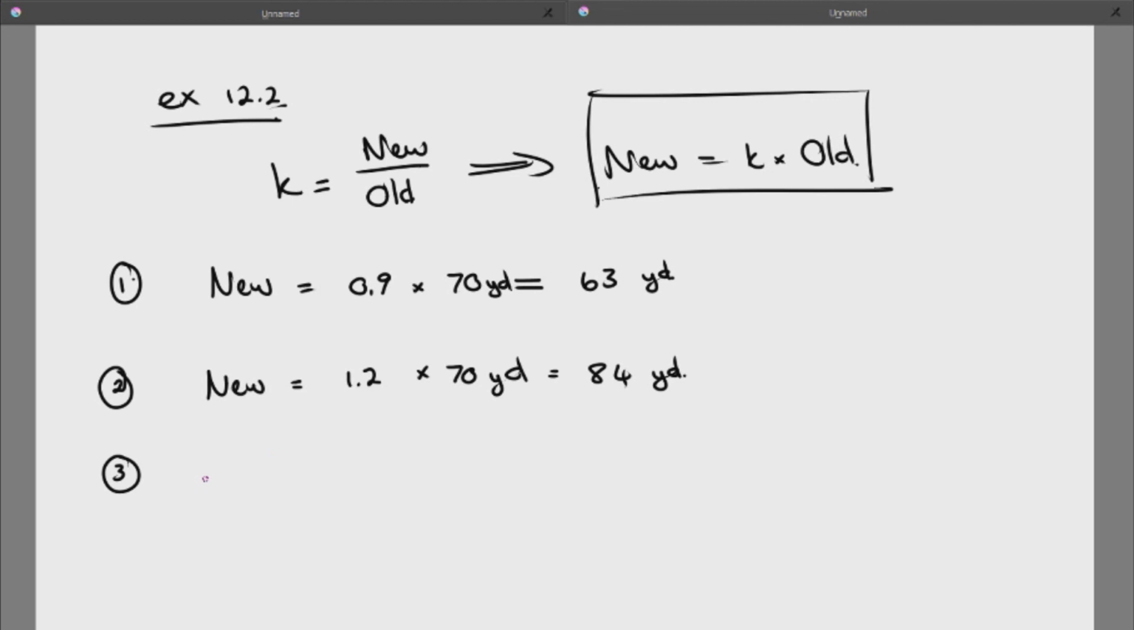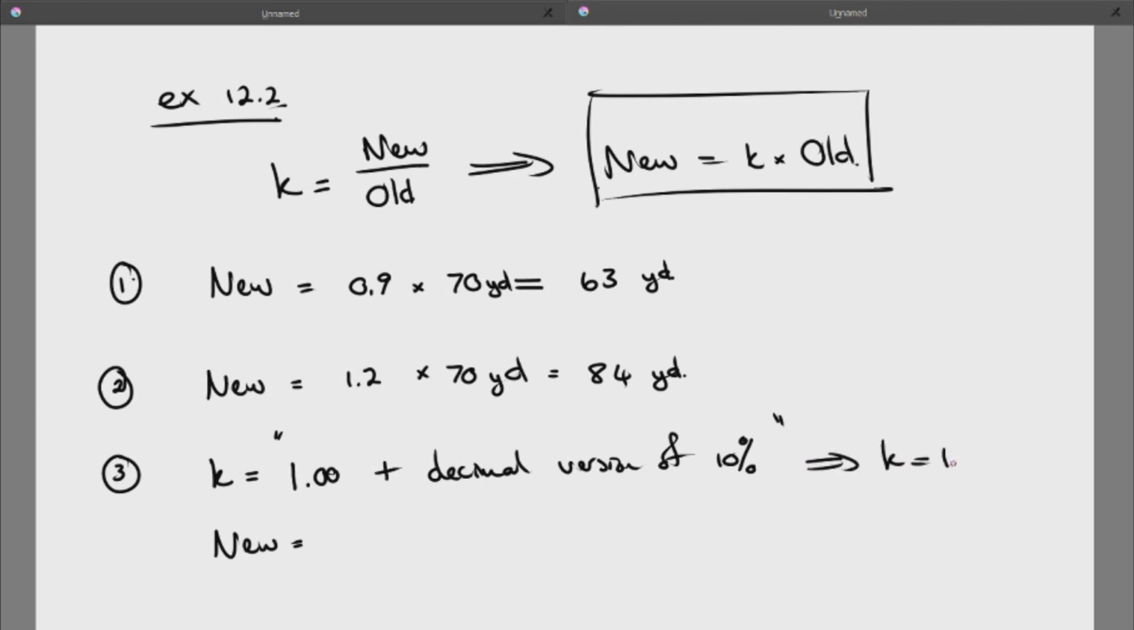Okay, so number three, the original side length is 70, of course, it's all the same, increased by 10%. So I need to figure out what the scale factor is before I go to the calculation in the box. It's an increase by 10%. I have my base 1, or 1.00, I'm going to write it like this, plus the decimal version of 10%, the change. That means K is 1.10.